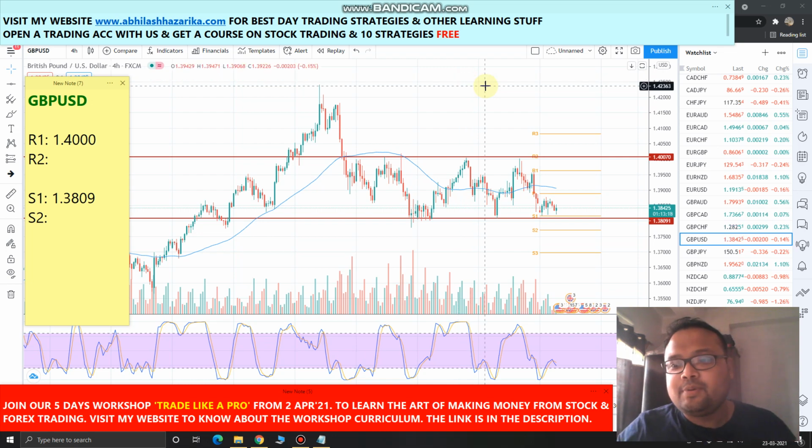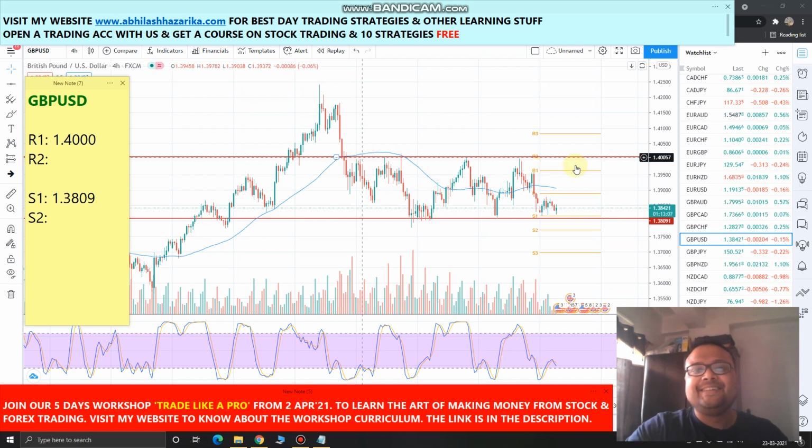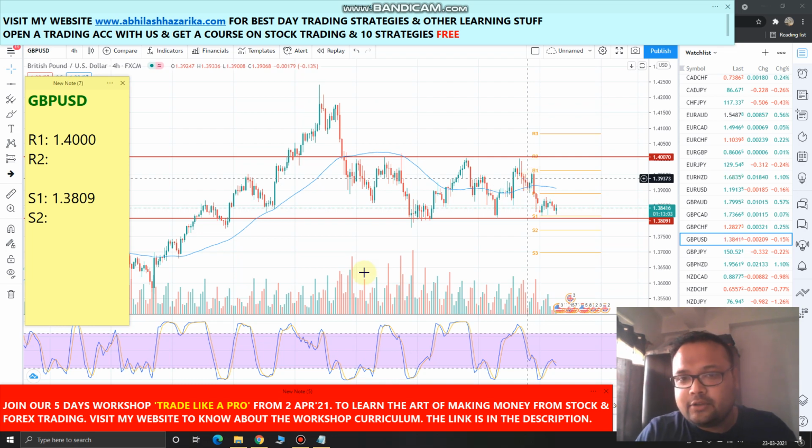So another range bound market. Yes, market was in a beautiful uptrend, taking support at the 50 moving average. It was like a fairy tale, but now the fairy tale is over and now market is in range. So let me zoom in the chart so that you can see better.